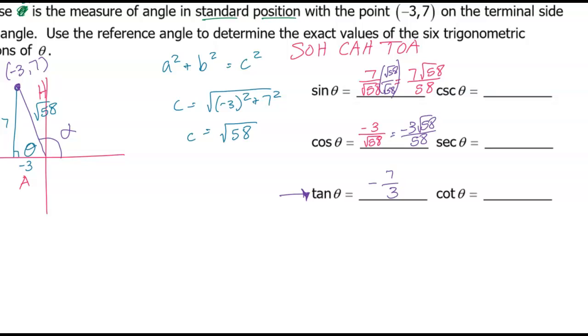What is cosecant? Square root of 58 over 7. Notice how I flipped the original. It made my life easier. What is secant? Negative square root of 58 over 3. And what's cotangent? Negative 3/7.